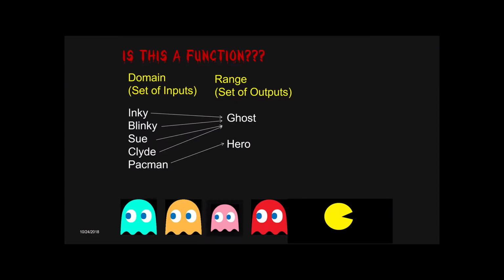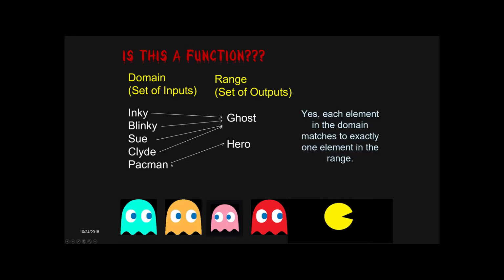Let's look at an example. I have a relationship here that on the left matches this set of items to this set of items. So on the left is my domain or input. On the right is my range or output. Inky goes to Ghost. Blinky matches to Ghost. Sue matches to Ghost. Clyde matches to Ghost. And Pac-Man matches to Hero. Is this, in fact, a function? Hopefully you realize that it is. The rule is each character has to match to exactly one item, and they all do. Notice that they can all match to the same character. That is not a problem as long as they each only go to one.